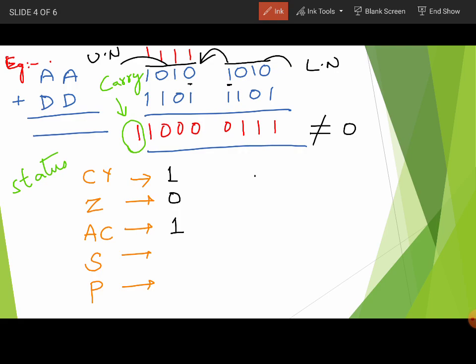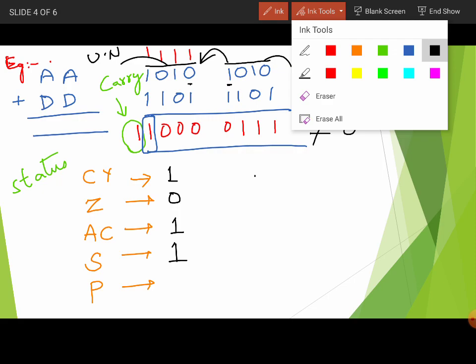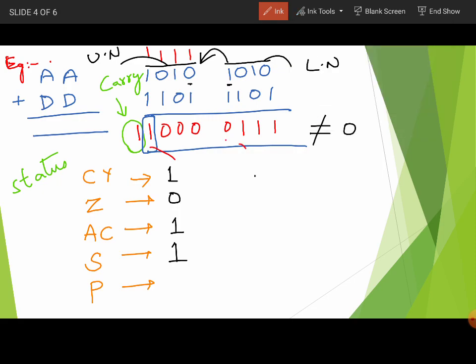Sign. The MSB of the result, this is your MSB. The MSB of the result is equal to 1, then your sign flag is equal to 1. Next, parity. How many bits are 1 in the result? 1, 2, 3, 4. So it is an even number. So parity is equal to 1 because it is an even number.